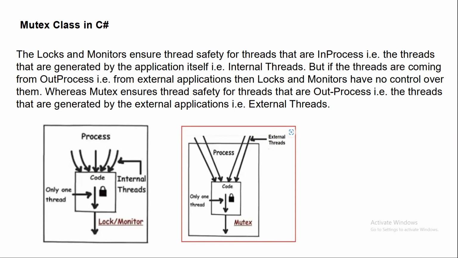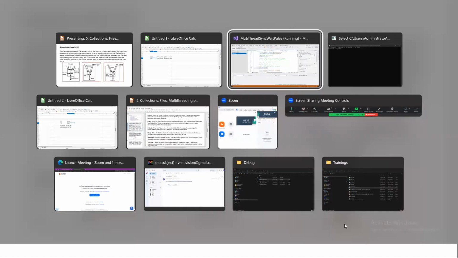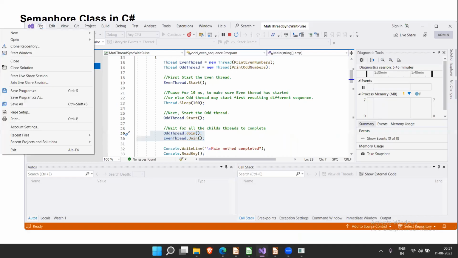You see, lock and monitor handle only internal threads, and only one thread can get into the critical piece of code. But with mutex, you have external threads trying to gain access to the particular code, and only one thread can access it. You have to use mutex. Let me show you how mutex works.